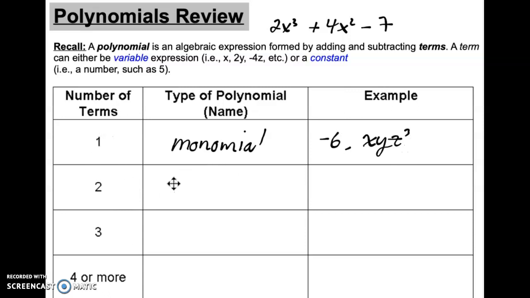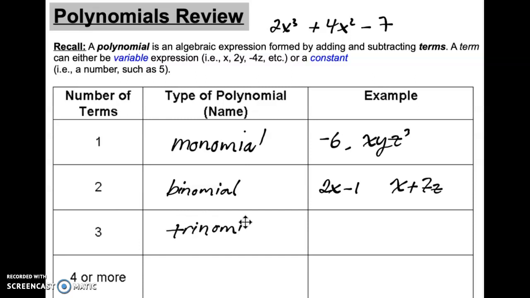If it has two terms, it's called a binomial. So something like that would be 2x minus 1, or x plus 7z. Okay? Anything where it has two terms is going to be a binomial. 3 terms is a trinomial. An example of that would be x squared minus 7x plus 3, or x plus y plus z.